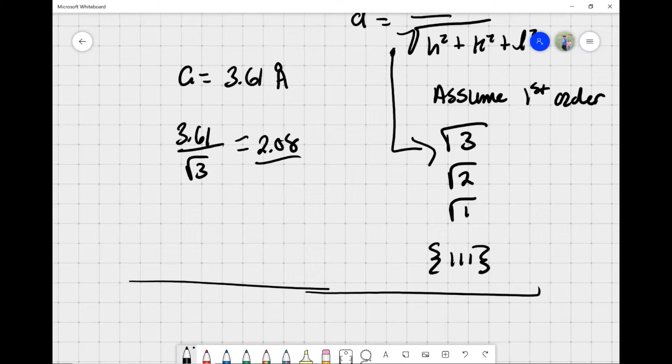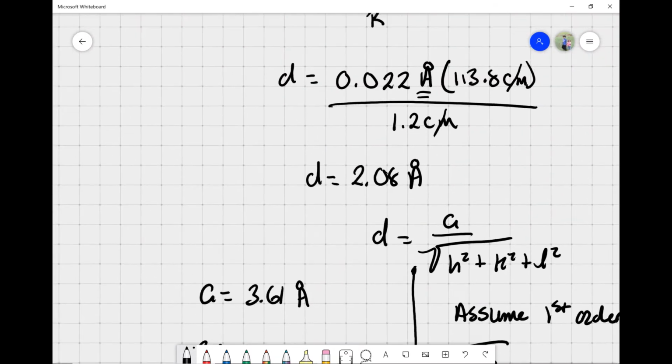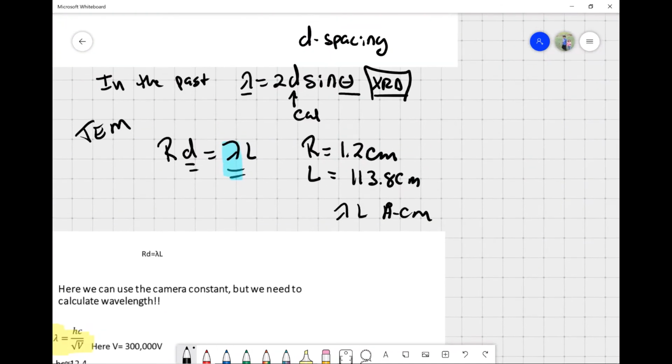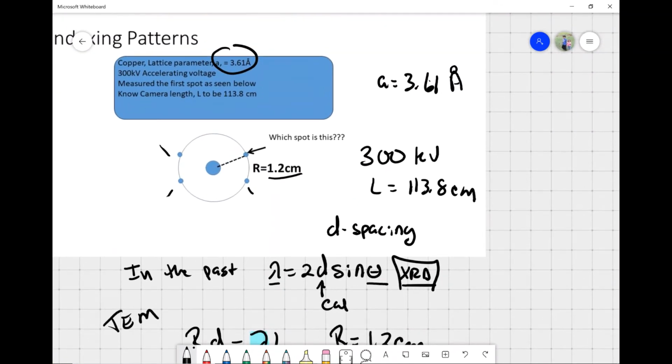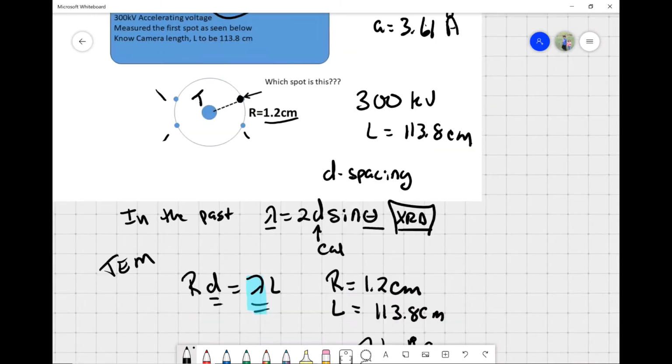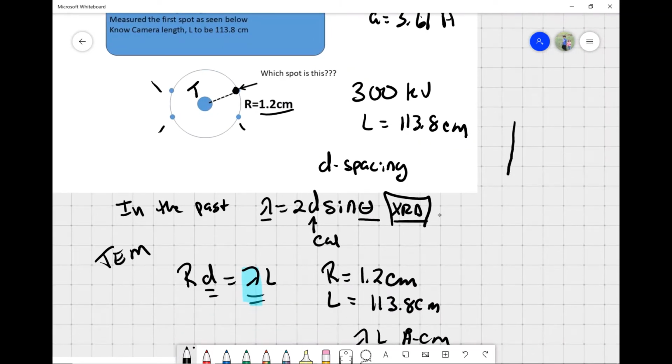So hopefully this is insightful and helps you approach these kinds of problems. Again, the TEM is a projection system. We have our transmitted beam. We have our diffracted beam. And based on the so-called camera setup, we have L, we have R, and then we have wavelength and D spacing. So 1 over wavelength and 1 over D.